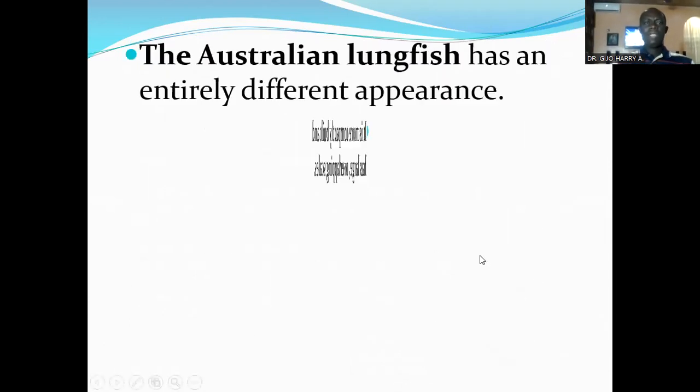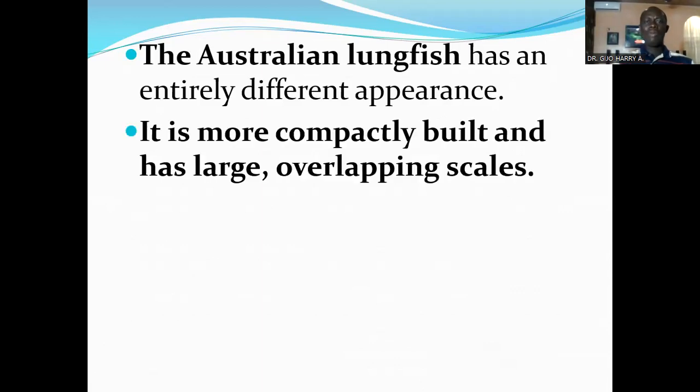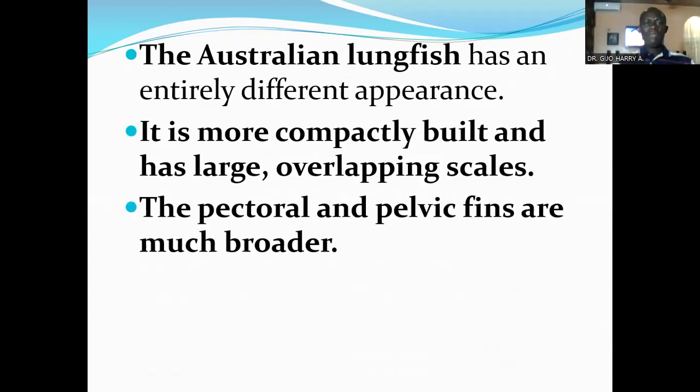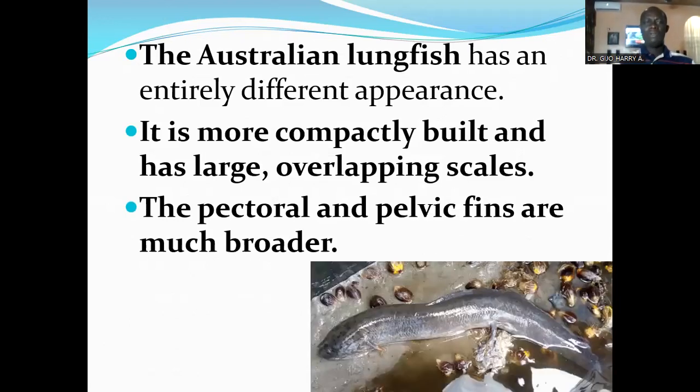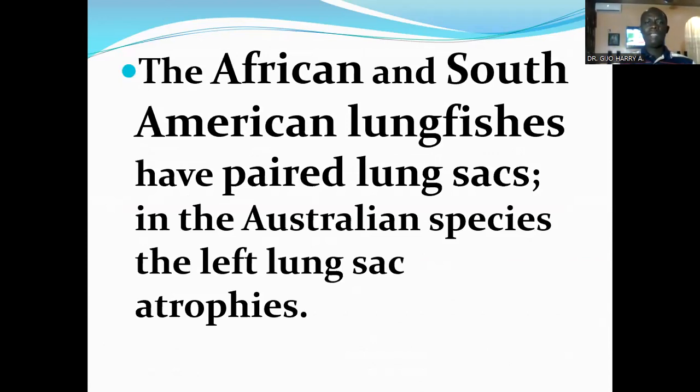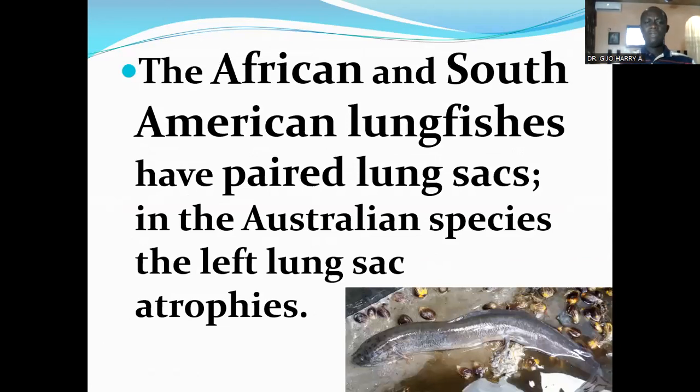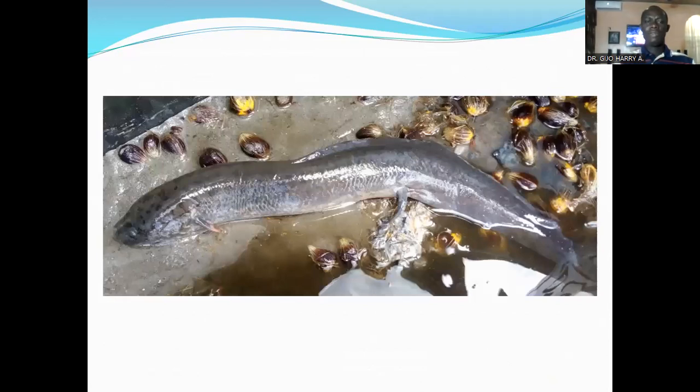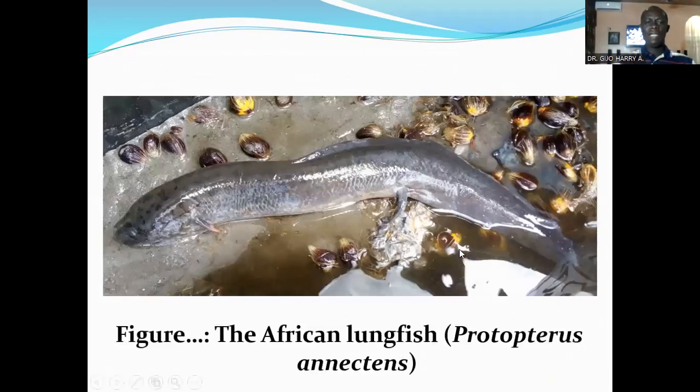The Australian lungfish has an entirely different appearance. It is more compactly built and has large overlapping scales. The pectoral and pelvic fins are much broader than those of the African lungfish described earlier. The African and South American lungfishes have paired lung sacs. In the Australian species, the left lung sac atrophies; the left lung sac is smaller than the right one. This is Protopterus annectens, the African lungfish, collected from ponds in Nigeria, Bayelsa State.